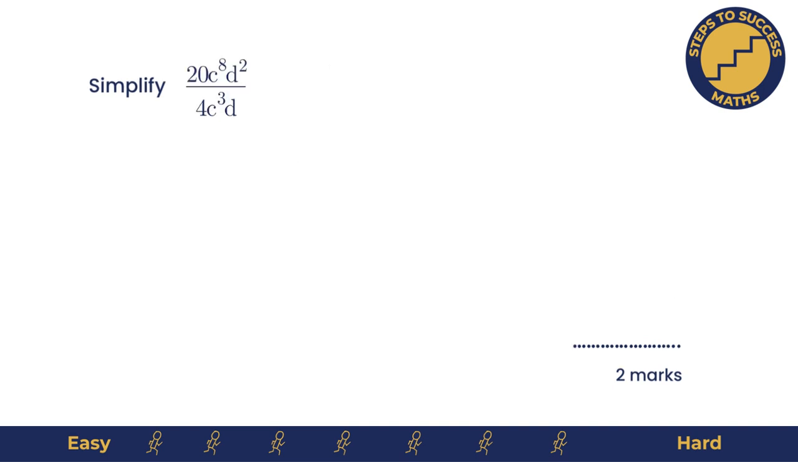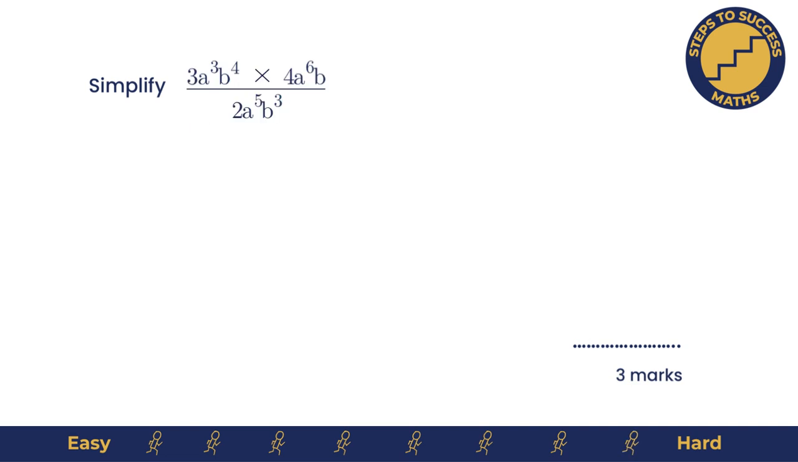Simplify. 20c to the 8 d to the power 2, all divided by 4c to the power 3 d. Remember, d is d to the 1. So in stages, numbers first. 20 divided by 4 is 5. C to the 8 divided by c to the 3, so subtract the powers, is c to the 5. D to the 2 divided by d to the 1, subtract the powers, d to the 1.